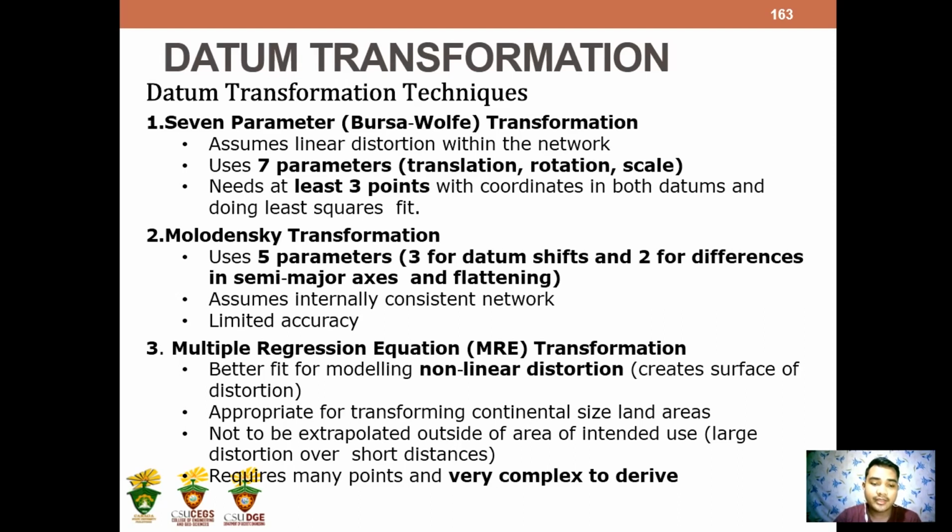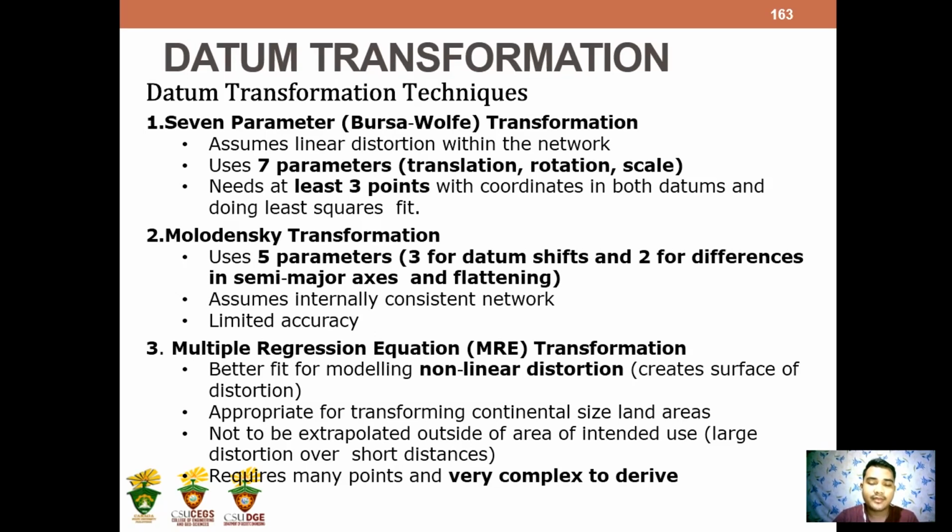It is a better fit for modeling nonlinear distortion, or it creates a surface of distortion. It is appropriate for transforming continental-size land areas and is not to be extrapolated outside of the area of intended use, because large distortion over short distances may occur. And it requires many points and is very complex to derive.